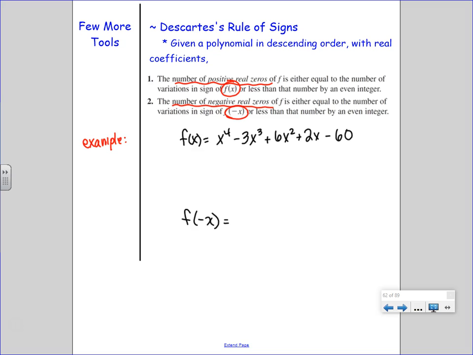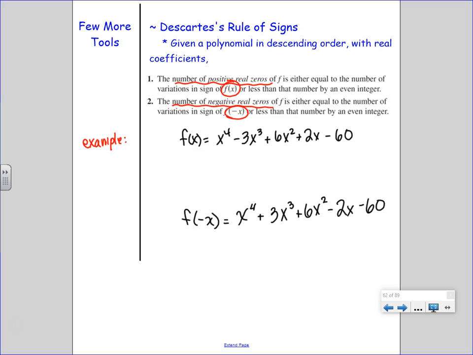Plugging in a negative x to the fourth, that's a positive, right? Isn't that an even power? Plugging in a negative x to the cubed, what happens? Negative, negative, negative? Positive times a negative? A negative times a negative 3 is a positive 3. It's going to flip the sign. Plus 6x squared, plugging in a negative x makes it positive, so it stays the same. Plugging in a negative x, it's going to be a minus. And then minus 60, there's no plugging in, so it stays the same. Now, this obviously doesn't have symmetry. Some things changed and some things didn't.